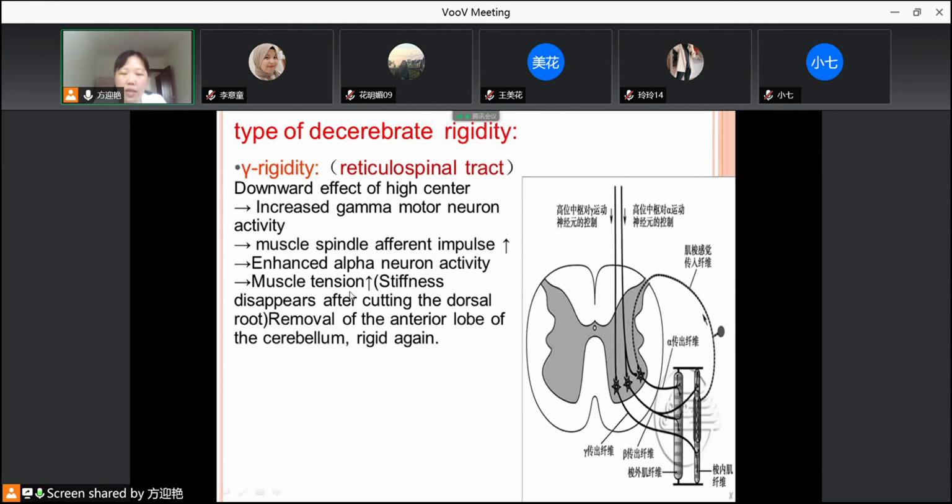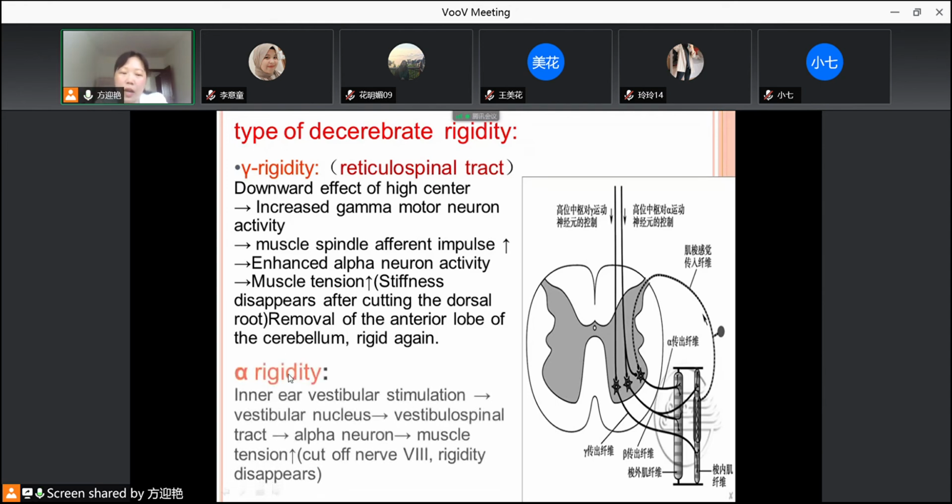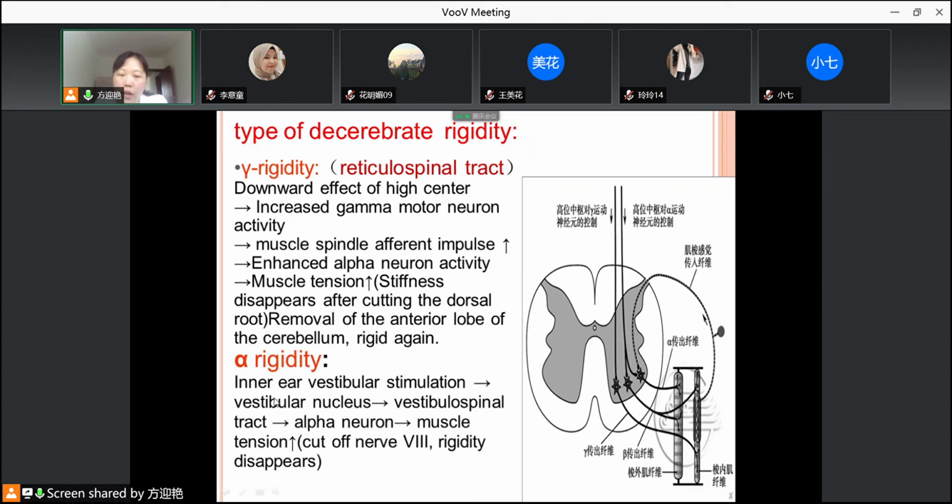If they cut the dorsal root, this disappears, and the rigidity disappears. Here there are also gamma rigidity and alpha rigidity. Alpha rigidity is through the vestibular nucleus and the vestibulospinal tract, and also alpha neurons, and muscle tension increases.